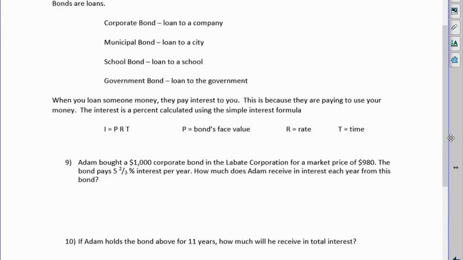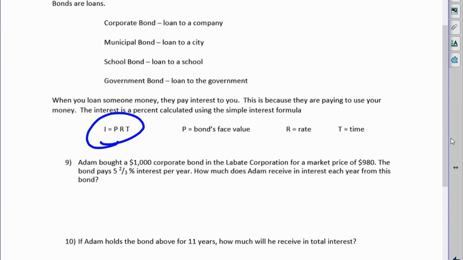You could have a government bond like those Series E bonds that probably your grandparents like to buy for you. They don't really increase in value that much, but grandparents really like to buy those. All right, when you loan someone money, they pay interest to you. This is because they are paying to use your money, just like a bank pays you to put money in the bank, or you pay the bank money when you borrow money to buy a car. Whenever someone borrows money, they need to pay interest to use it. And so that's basically what the simple interest formula finds.